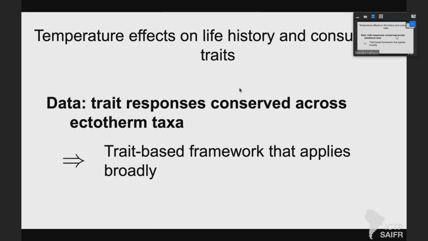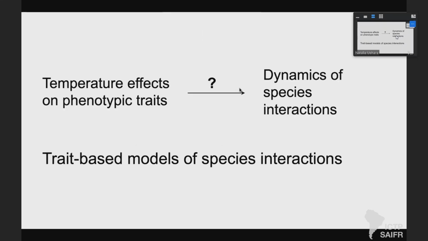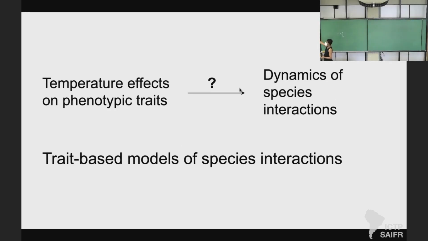There is no development because there's one cell. In multicellular organisms, they have differentiation, right? So now, the challenge for us is to understand how temperature effects on these phenotypic traits that we can actually measure translate into the dynamics of species interactions. So we need to develop what are called trait-based models of species interactions.